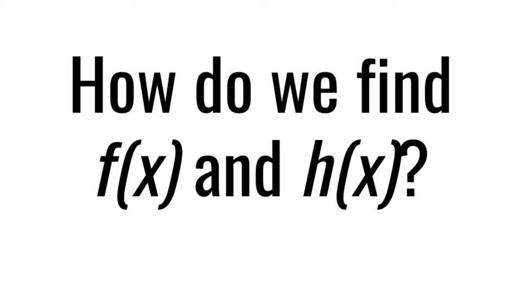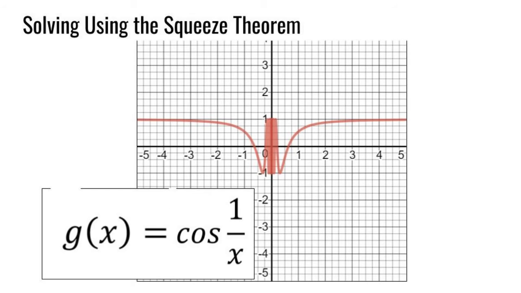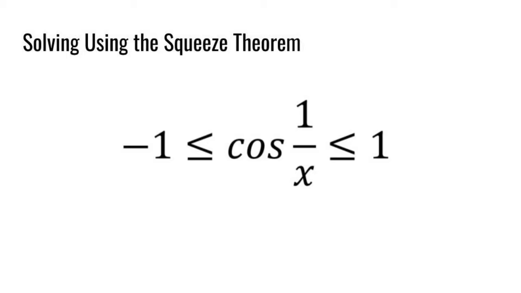So how do we find the outer functions of f of x and h of x? We can start by using part of the original equation, cosine 1 over x, and find the ranges between -1 and 1, as seen here.